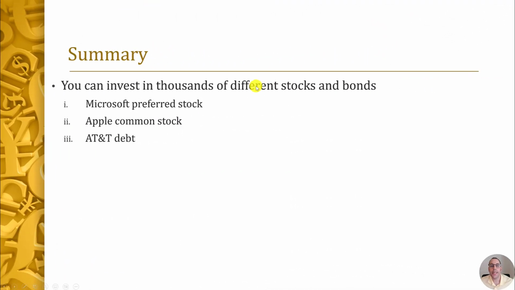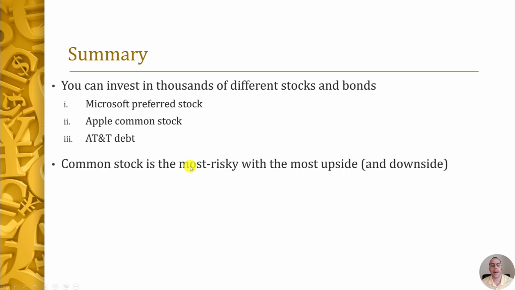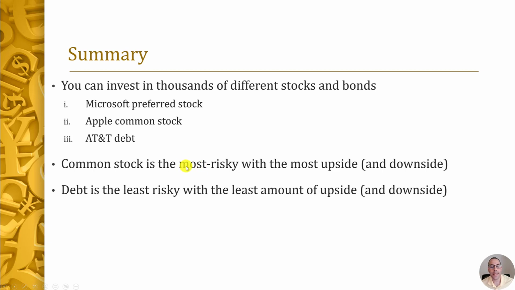So to summarize, you can invest in thousands of stocks and bonds. You can buy Microsoft preferred stock, Apple common stock, AT&T debt. The list goes on and on. Common stock is the most risky, but has the most upside as well as the most downside. Debt is the least risky with the least amount of upside and the least amount of downside.